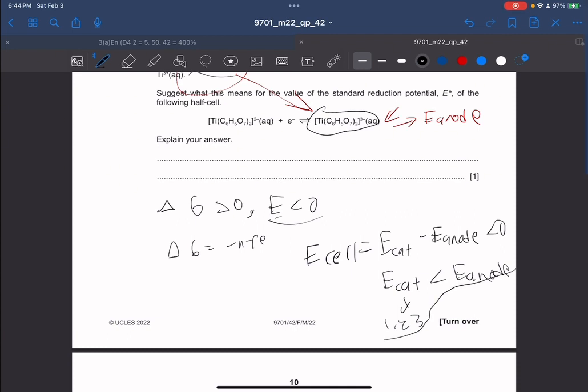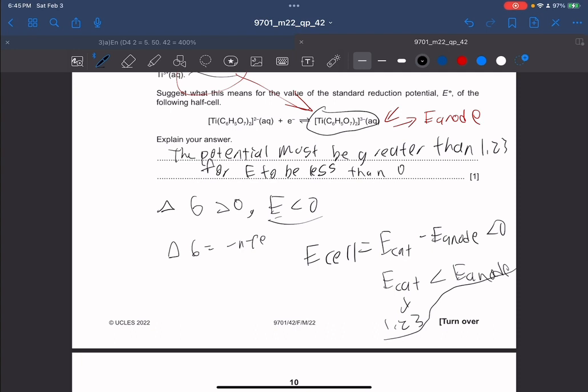So the potential must be greater than 1.23 for E cell to be less than 0. Right? I think that should be good.